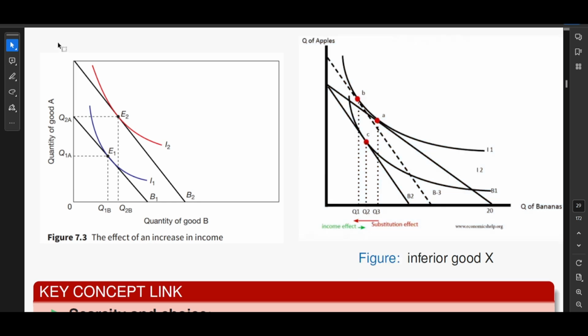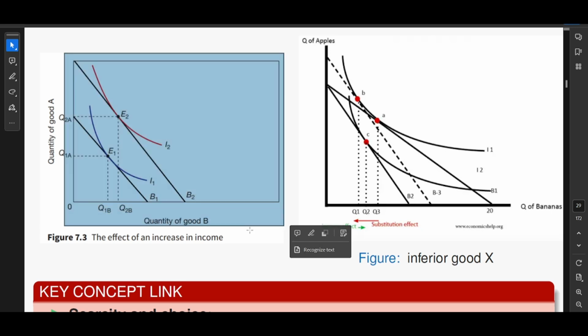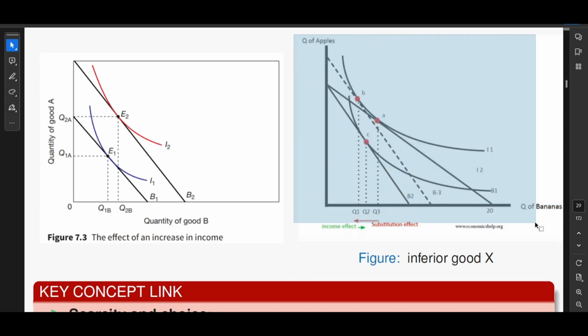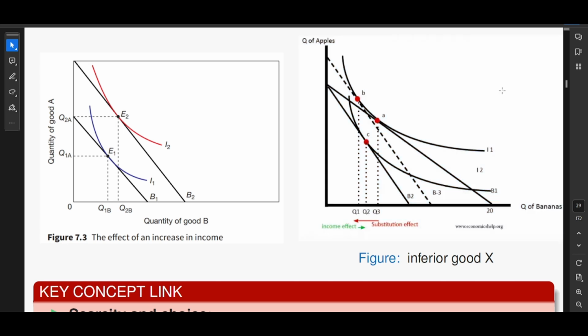So in this case, what is happening? Your total income is changing, so your nominal income is changing, right? In this situation, your real income is changing. And in this case, the price of banana has not increased. The price of banana has actually decreased. Oh, my bad. You're correct. We go from B1 to B2. Okay, my bad. I was looking at it wrong. I was thinking this was B1.